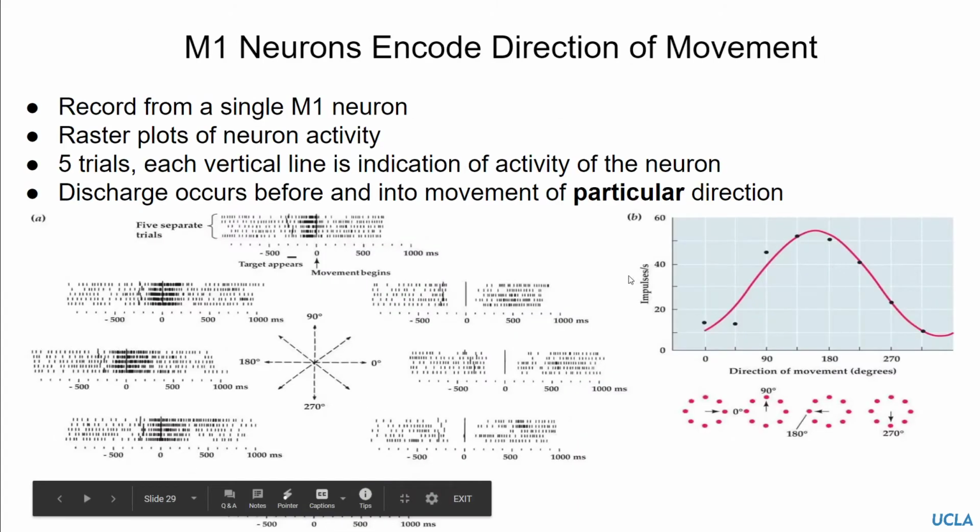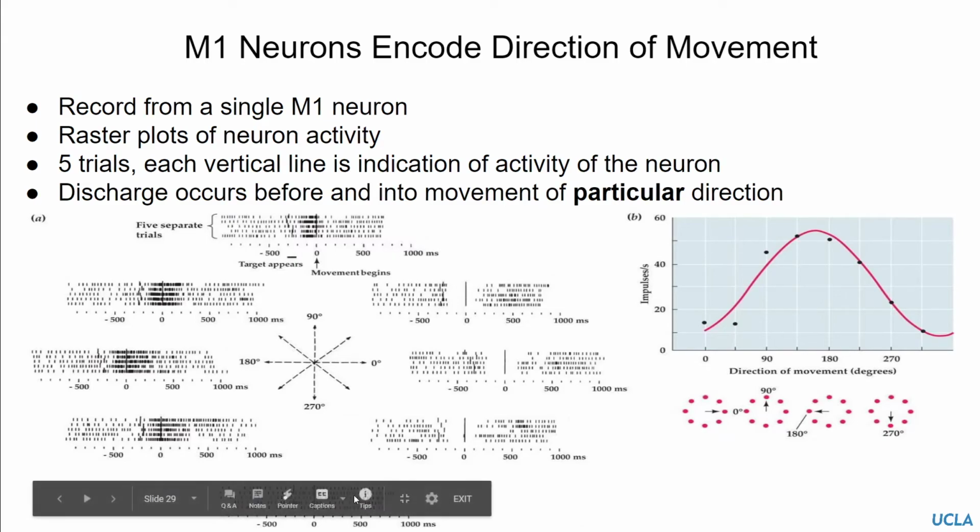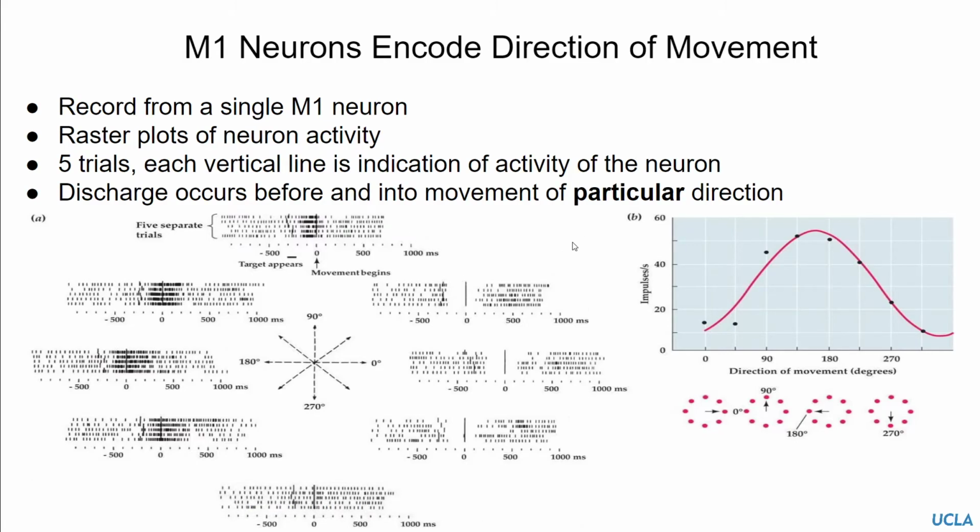And here are the results. So over all of this data, they've recorded just one neuron. That same neuron for everything, okay? And they did 5 separate trials for each direction. So this one neuron ended up getting measured like 40 different times, okay?